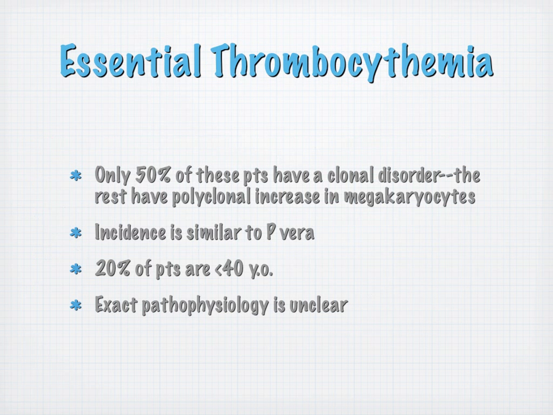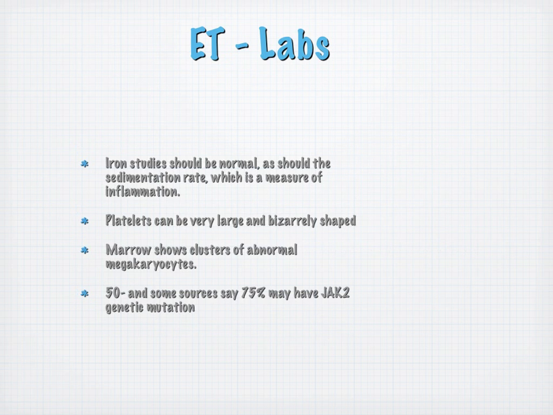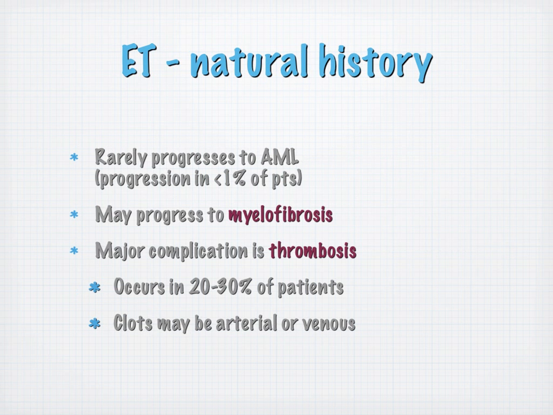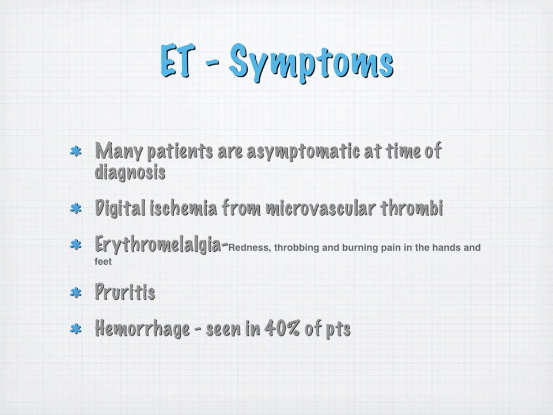So essential thrombocythemia, let's go back here and look at this. Okay? The labs. Let's see, I think I skipped symptoms. Natural history, yep, and symptoms. Many patients are asymptomatic at the time of diagnosis. Digital ischemia from microvascular thrombi may be present. And then here's this erythromelalgia, redness, throbbing, and burning pain in the hands and feet. We have pruritus, and then we have hemorrhage seen in 40% of patients.